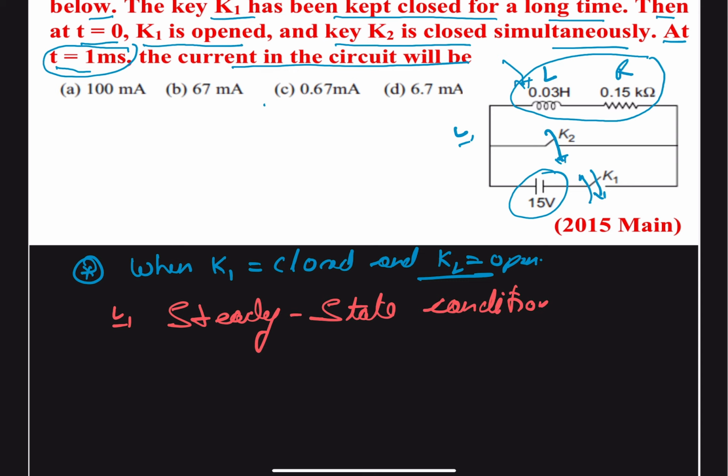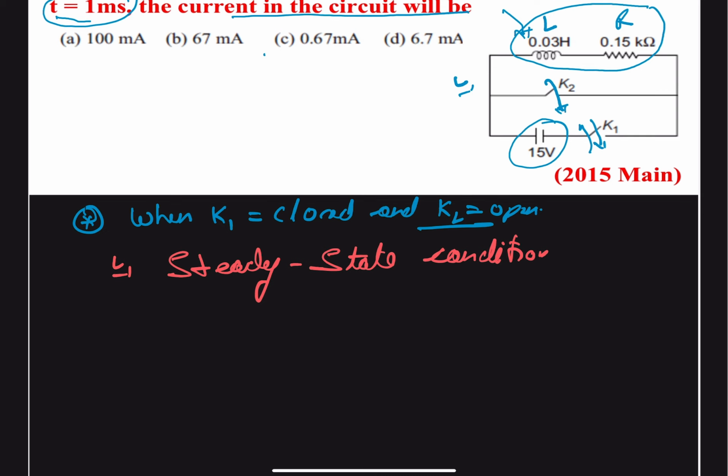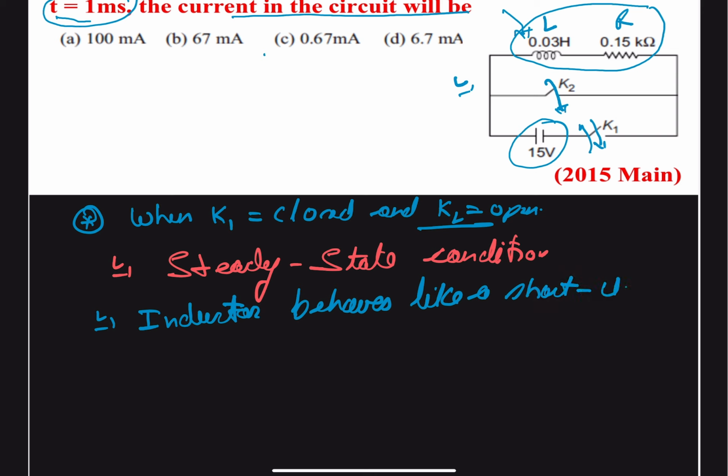So steady state condition basically means that our inductor will be acting as a short circuit. Inductor behaves like a short circuit.